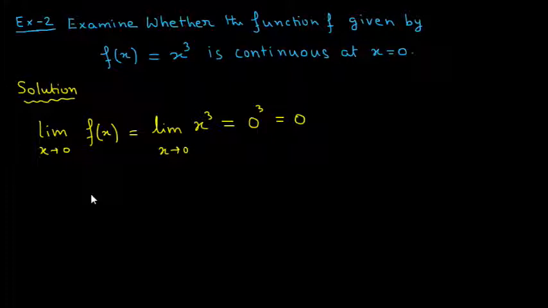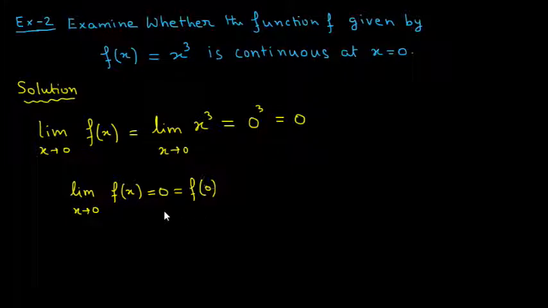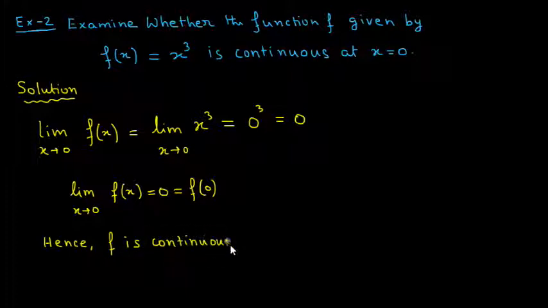So limit x tends to 0 f(x) is equal to 0, is equal to f(0). Hence f is continuous at x is equal to 0.